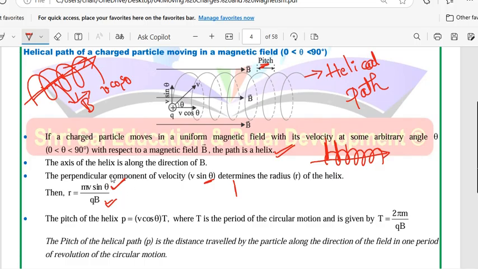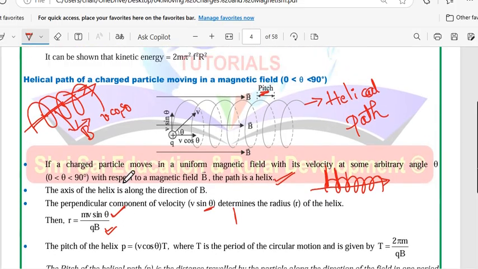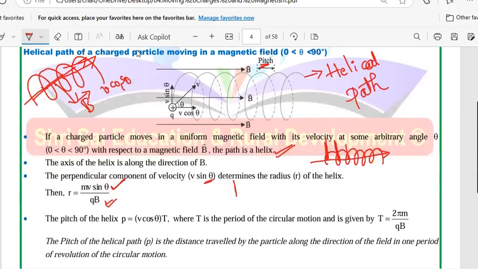This is an application type of question. So if you substitute the r value here, you will get this. Now the pitch of the helix, that is p, the distance between two turns of the helix, is called the pitch.